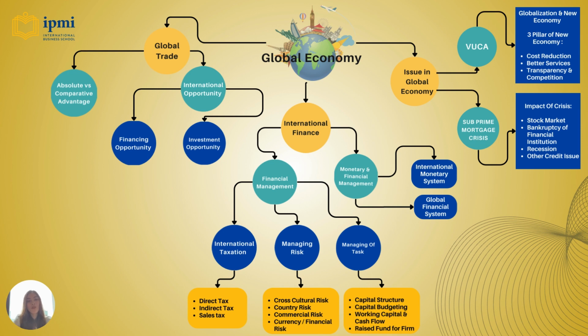VUCA. VUCA is an acronym for volatility, uncertainty, complexity, ambiguity. The term can also be used as adjectives: tumultuous, uncertain, complex, and ambiguous. The term VUCA itself comes from the U.S. Army War College to describe the situation in the Cold War.